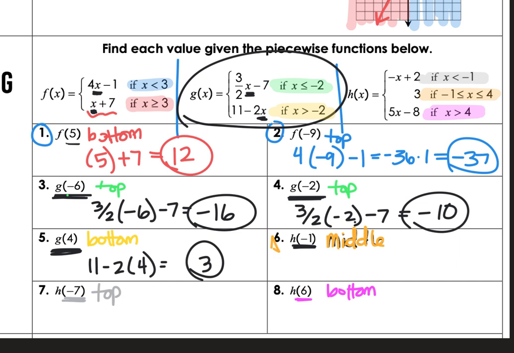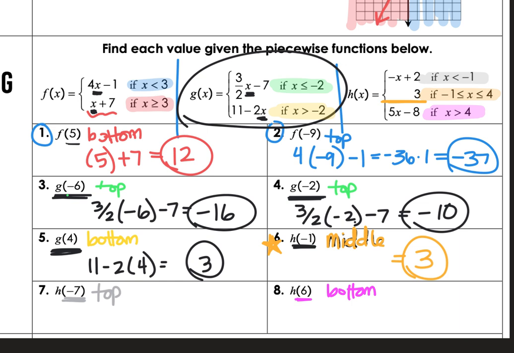This number 6 right here is probably the reason I kept this example and didn't just end the video already, is that if I go to plug -1 in this middle equation and the function is just 3, notice there's nowhere to put an x. That means the output value is 3 no matter what you plug in. So there is no way to substitute a value. The answer is just 3. And I would make sure you understand that.